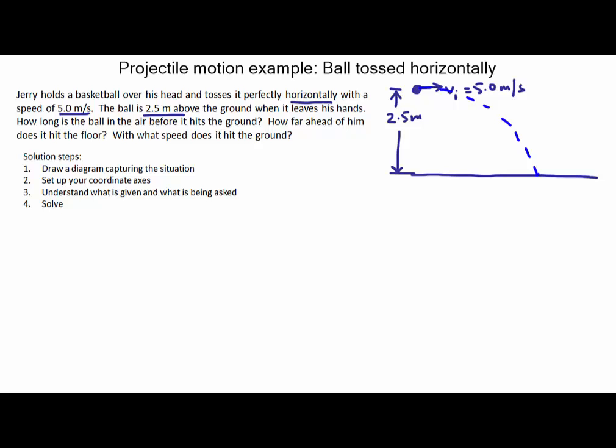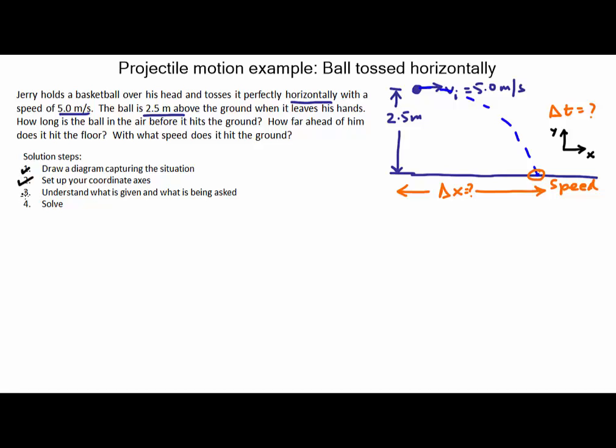And what's being asked for is this: how far ahead of him does it hit the ground? We're also being asked for delta t, how long is it in flight? And thirdly, we're being asked for the speed of the ball at this moment of impact. Having captured all the given and asked for information in the picture, we've done step 1. The next step is step 2, which is coordinate axes for projectile motions. The typical coordinate axes of x positive to the right and y positive to the top is common, so we will choose that.